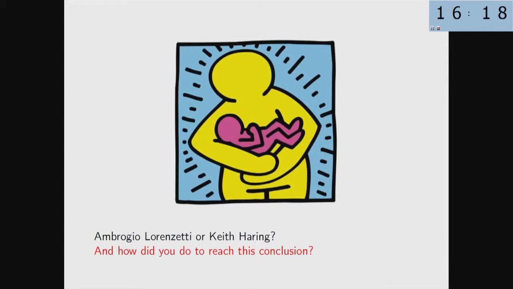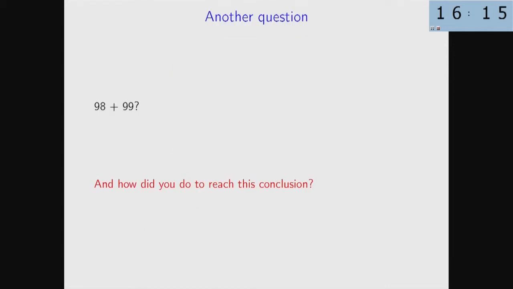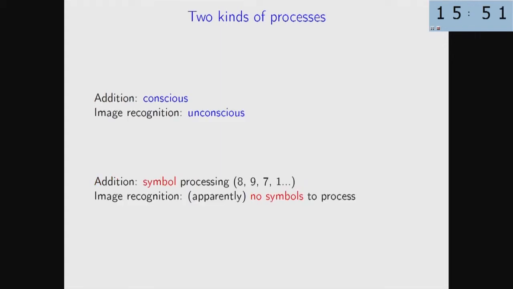Then came exercise 2. I asked them to add 98 and 99, and they got the result after a while. Then I asked them how they had reached this conclusion, and the explanation was very clear. They had added the 8 with the 9, and it yielded 17, and they had written the 7 and kept the carry 1 and went on. Okay, so it seems that we have here two kinds of processes. Addition can be qualified as a conscious process, and image recognition as an unconscious process.